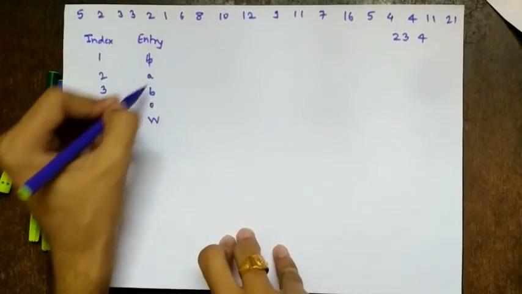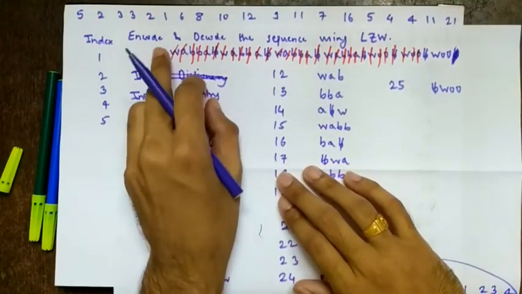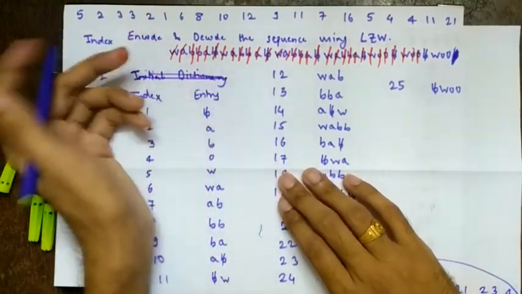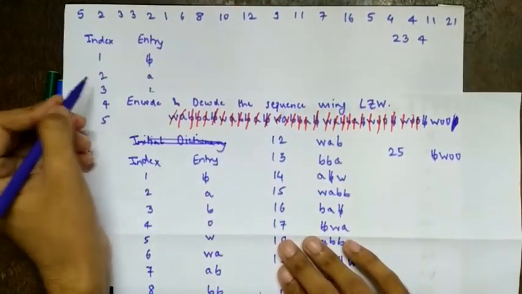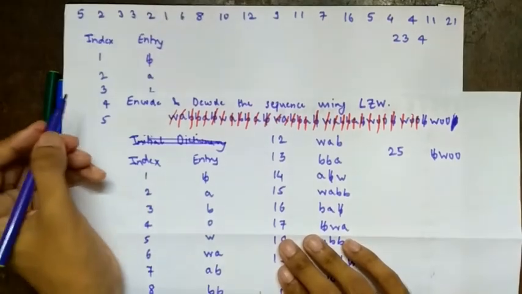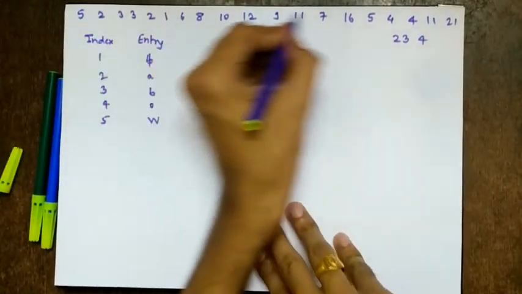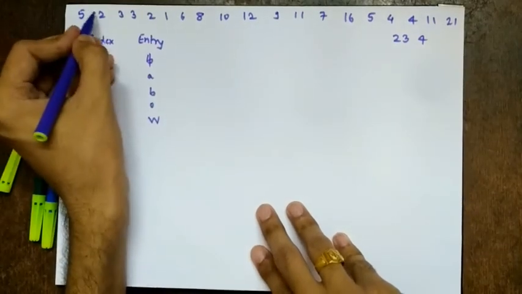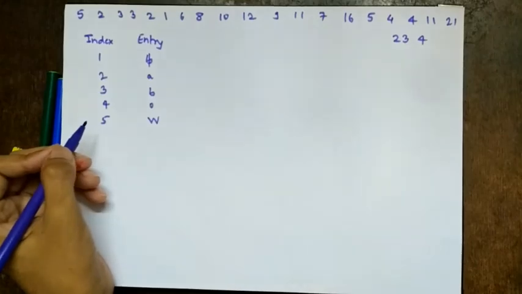As I said, this initial dictionary already will be given by the sender. So in the exam, you might get this question. They might only give encode the sequence using LZW, or they might give you the encoder output, which is this, and they will give you the initial dictionary, and they will say decode the sequence using LZW. So let's assume the question is like this. This is the encoder output sequence.